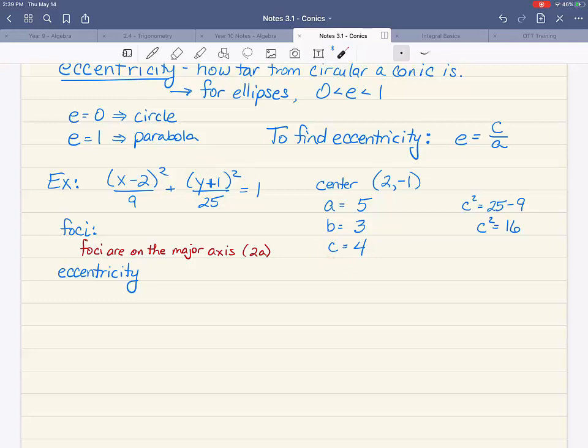Let me say that one more time. Since a is under the y, and a and c are always on the same line, I must add my c to the y value as well.